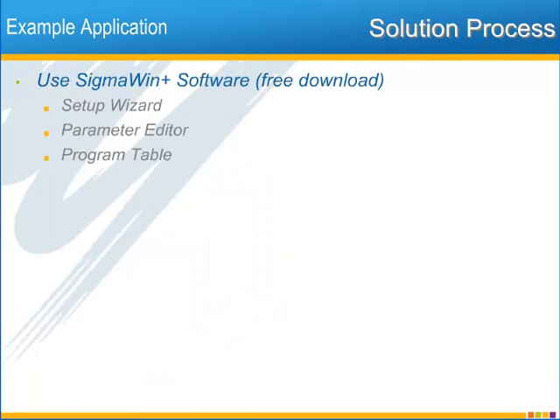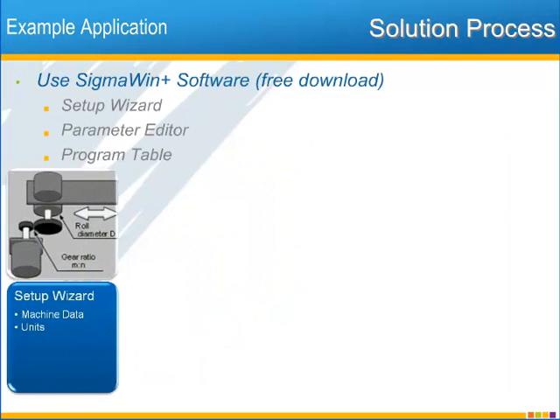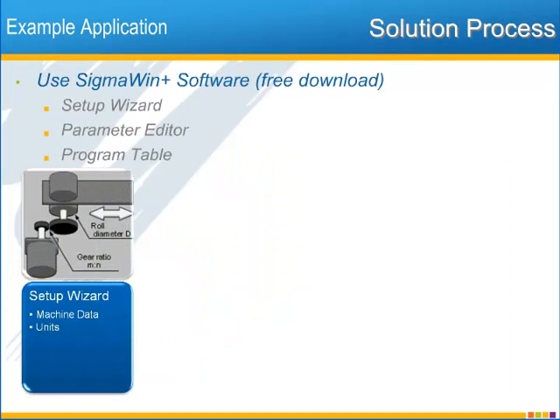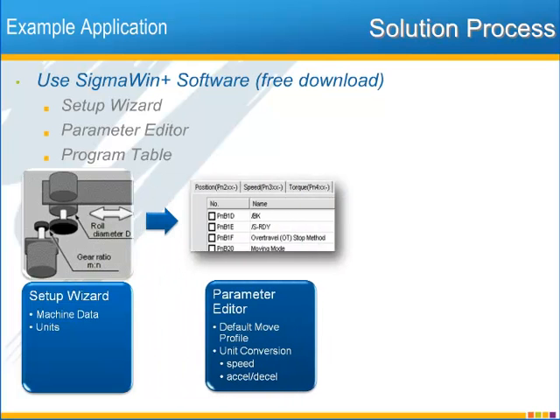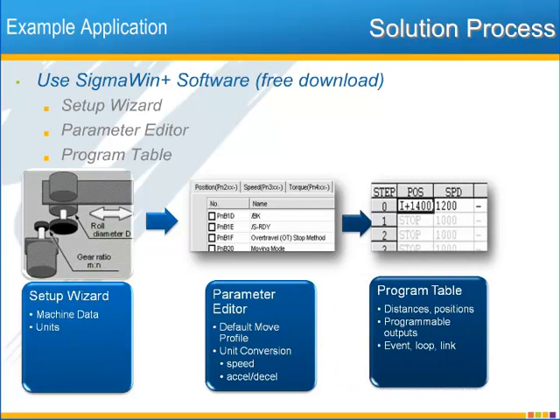The first step in the solution process is to use the setup wizard in SigmaWin Plus to define the units of motion based on the mechanical configuration of this particular machine. Then the second step is there are a few parameters to set within the parameter editor, such as the default move profile parameters and any other configuration options. The final step is to develop and test a program table that moves the motor according to these application requirements.